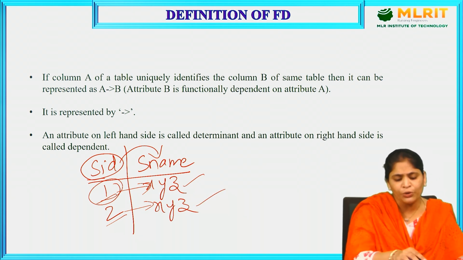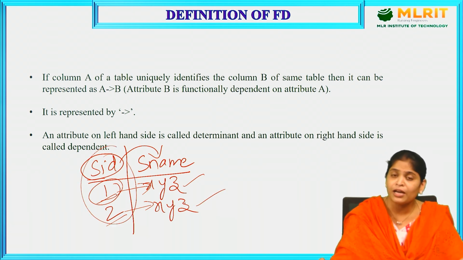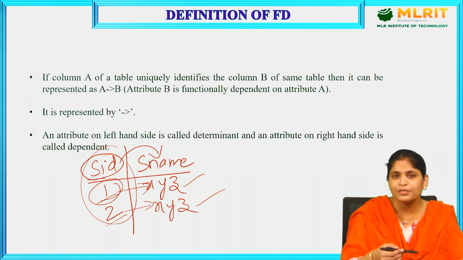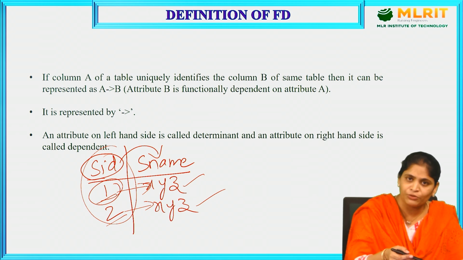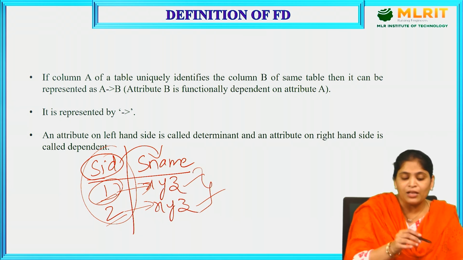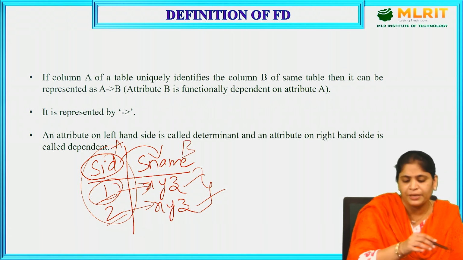Without SID, can I identify these two persons simply by name? No, because the names are the same. Here we have redundant names. Only with the help of IDs can we identify the persons. So the same concept: SID is A, SName is B.